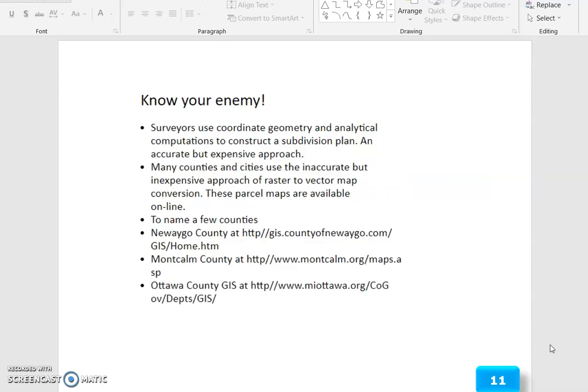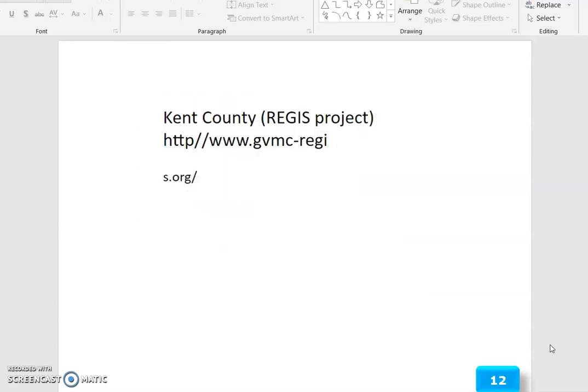Know your enemies. Surveyors use coordinate geometry and analytical computations to construct a subdivision plan, an accurate but expensive approach. Many countries and cities use the inaccurate but inexpensive approach of raster to vector map conversion. These parcel maps are available online. To name a few, counties such as Union County, Montclair County and Ottawa County.